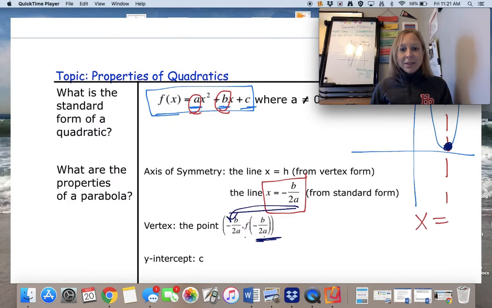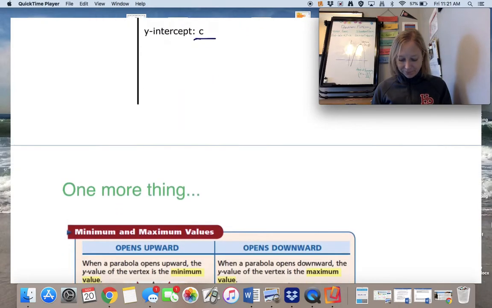Last thing is the y-intercept. The y-intercept is just the c value. It's the very last number. It's the constant in the function. It does not have an x term next to it, okay? Now, once we find these three things, we can draw a real nice graph of a parabola. And that's what we're going to do.